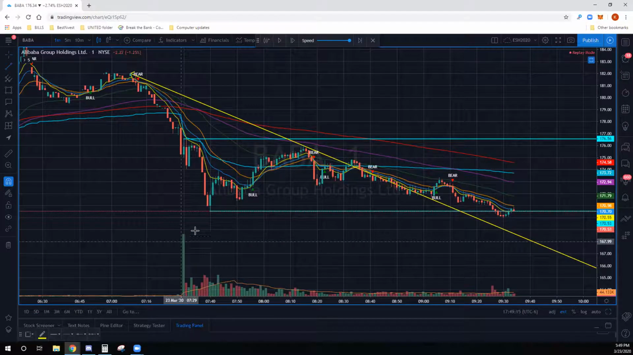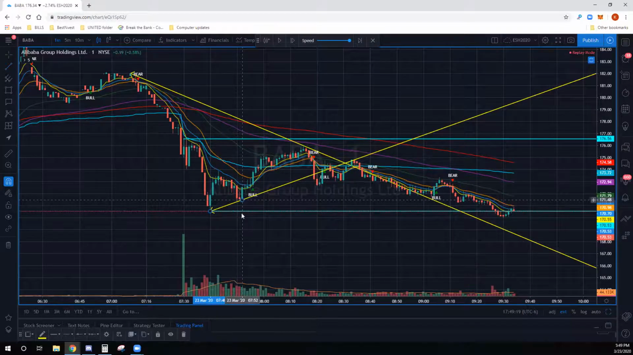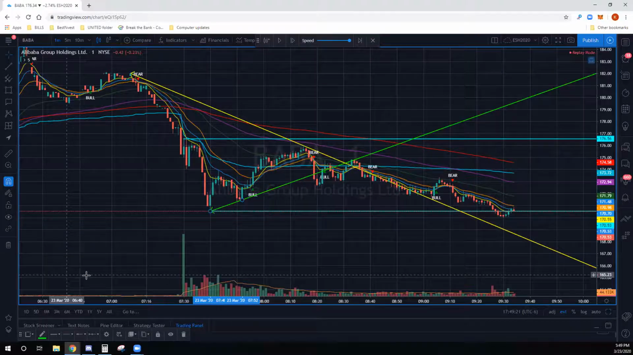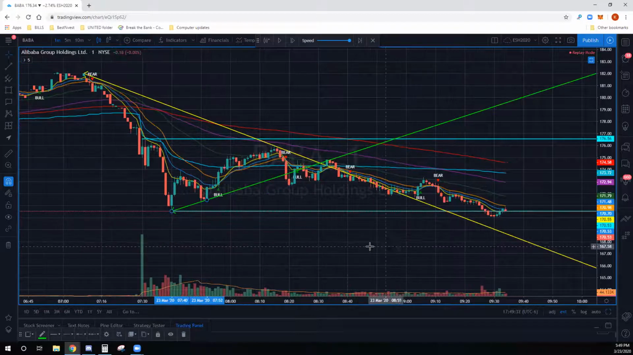Now you're looking for support. So you have the low of the day here, and you had another bounce off here. So you could start your trend here, okay? So you basically know your up and down limits, you know your slant limits here, and now you could trade according to that.